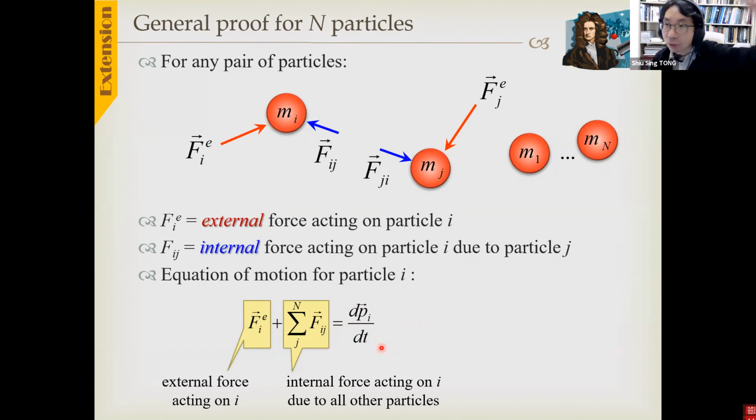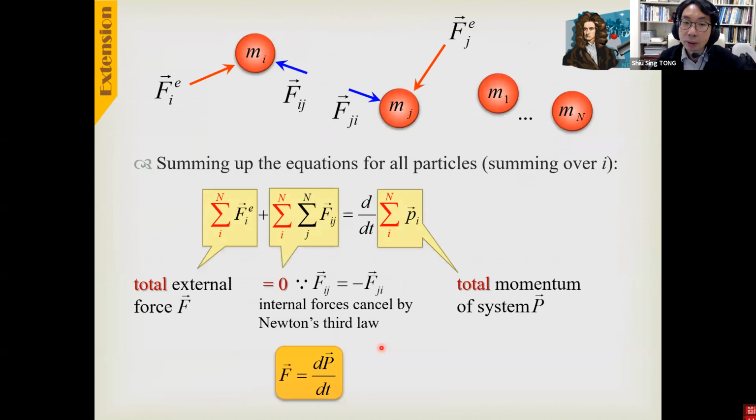For i equal to 1, you have the force acting on particle 1. For i equal to 2, you have the force acting on particle 2. That is the equation of motion for particle 2, and so on and so forth. So you have n equations. They are the equations of motion for each of the particles. Now, we add up these n equations. We form a sum over i, where i is from 1 to n. The result is that we sum up all the equations of motion for the n particles.